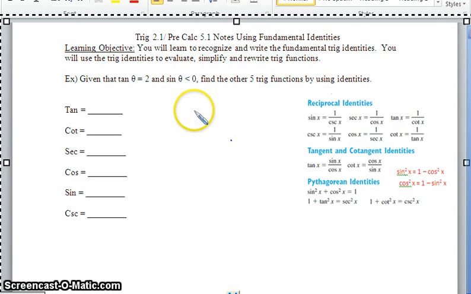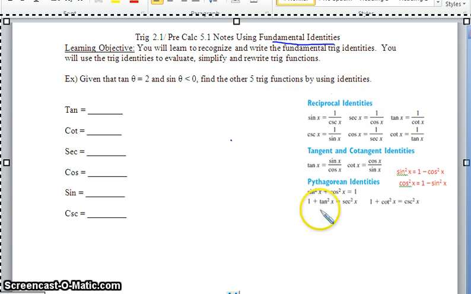This video is going to cover Trig Notes 2.1 or Pre-Calc Notes 5.1. The topic is using fundamental trig identities. So at the very beginning of this chapter, I gave you a trig formula sheet. It's going to be very, very helpful.